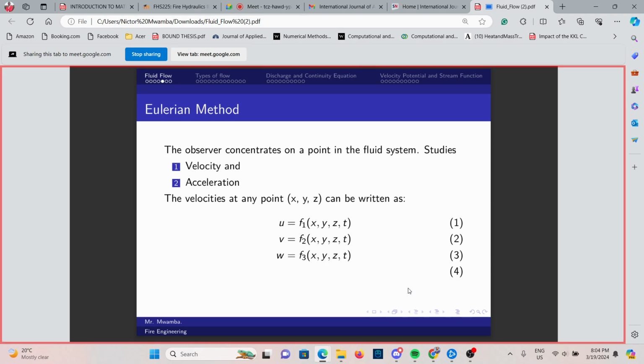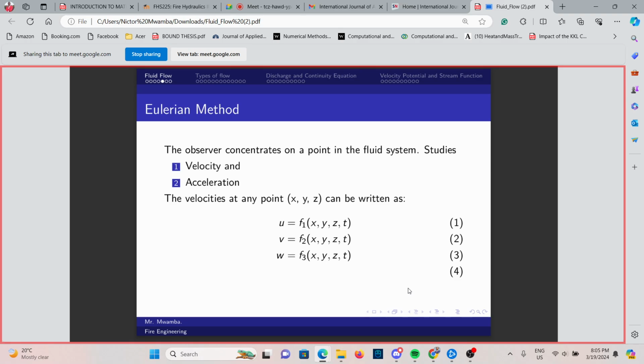The next method is the Eulerian method. This is a commonly used method to describe fluid flow. In the Eulerian method, you still study the acceleration and the fluid velocity, but you look at a point in a fluid system. Instead of looking at a particle, you look at a point, or you choose your own section to observe within the fluid system.